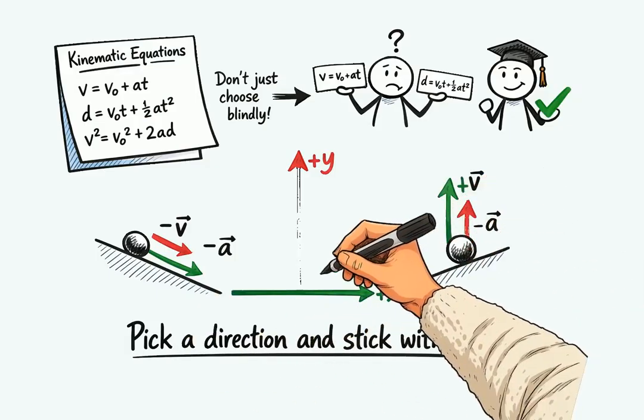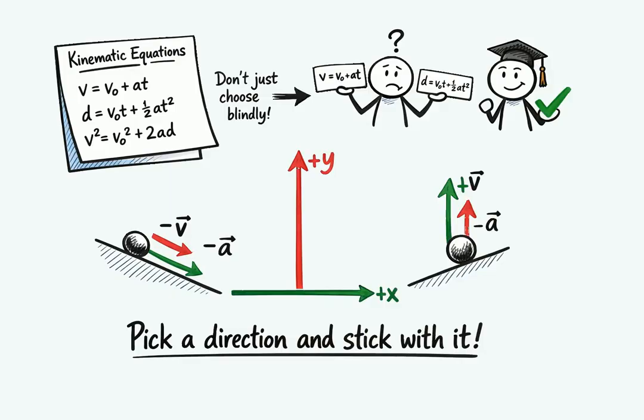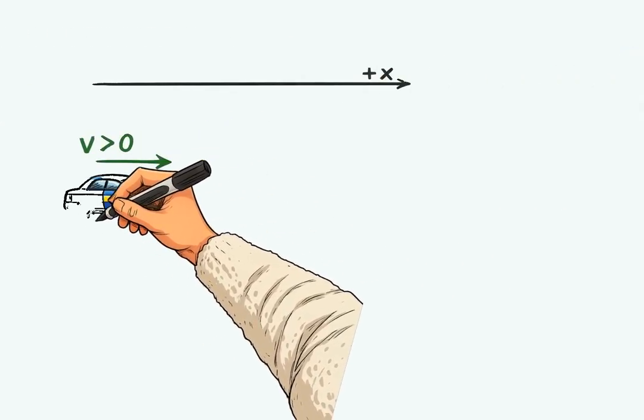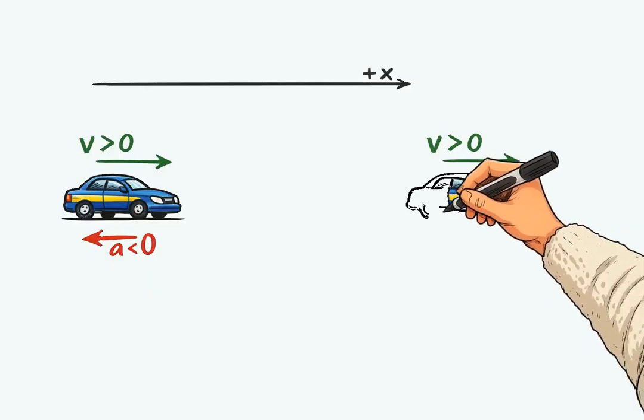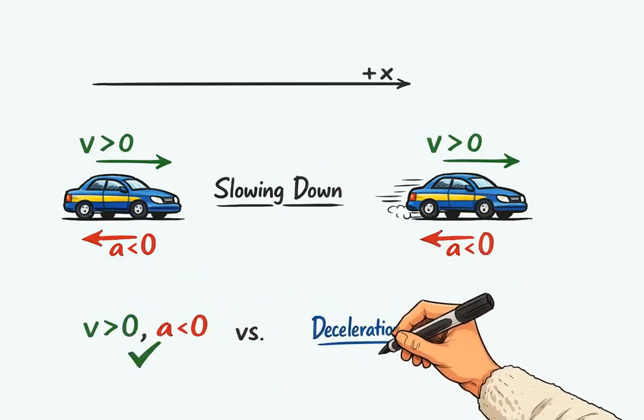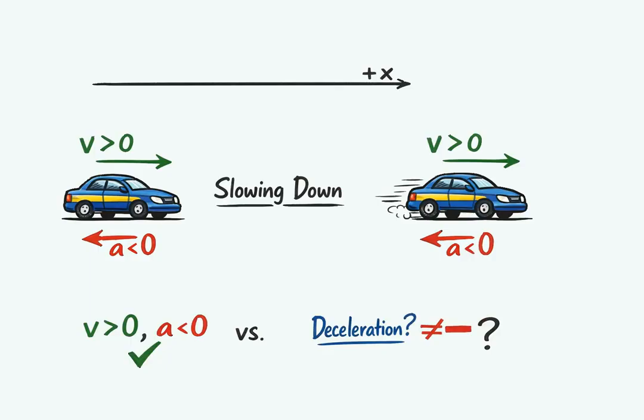The most systematic way to keep control is to choose a coordinate direction at the start and stick with it. If rightward is positive x, then a car moving right has v greater than 0, even if it's slowing down. Braking corresponds to acceleration pointing left, so a is less than 0. That idea, velocity and acceleration can have opposite signs, is exactly where the everyday term deceleration often causes confusion. Deceleration is not a direction. It's the situation where speed decreases, which happens when v and a have opposite signs.